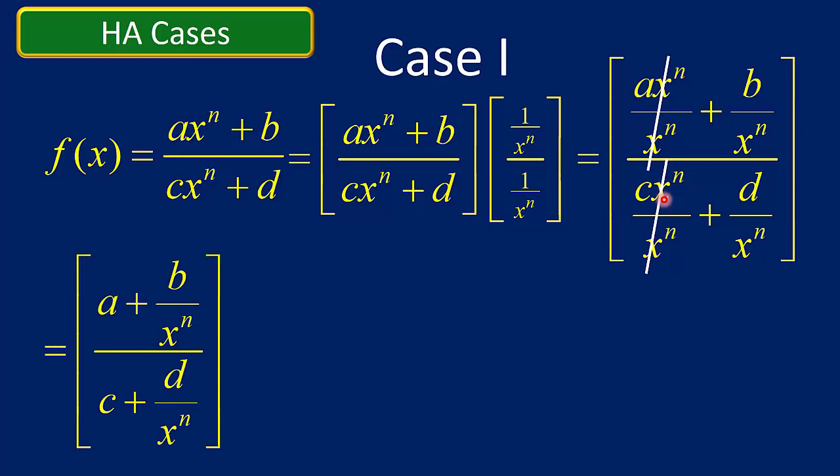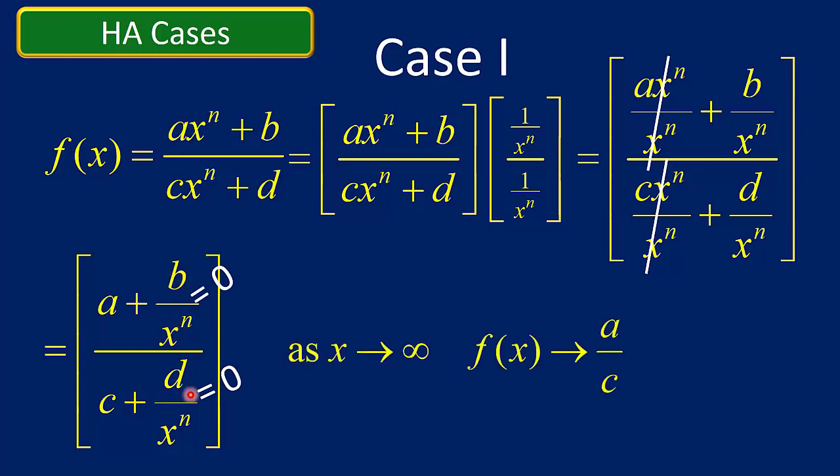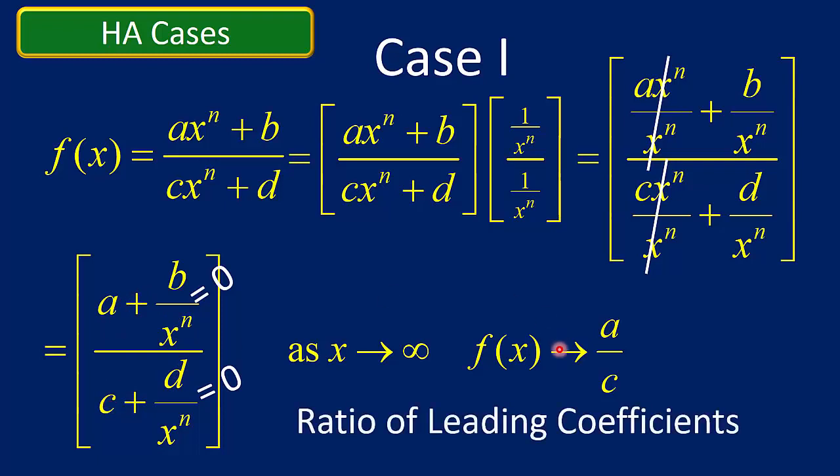Now, look, as x goes to infinity, look what you have here. You have a constant over this thing that's growing larger and larger and larger right here. Well, when you have a constant over something that's getting increasingly large, that's just going to be 0. Now we have 0 here and here. So here's what we find. As x goes to infinity, this term and this term go to 0. And all we're left with is a over c. The ratio of the leading coefficient.